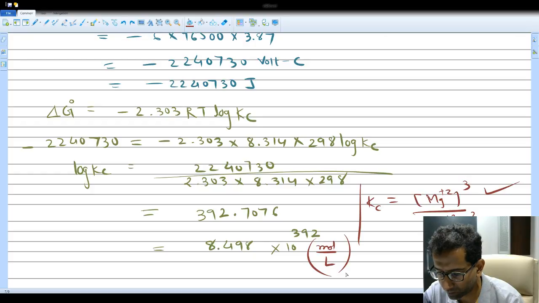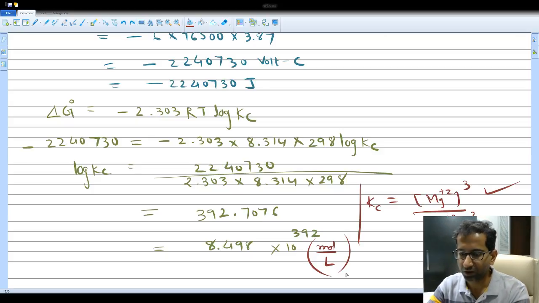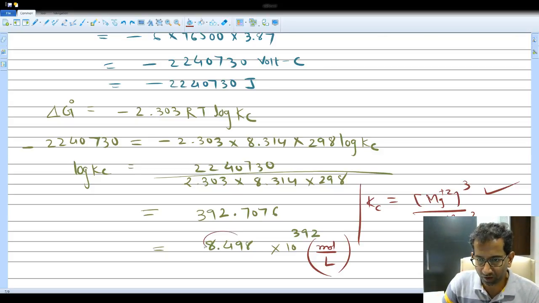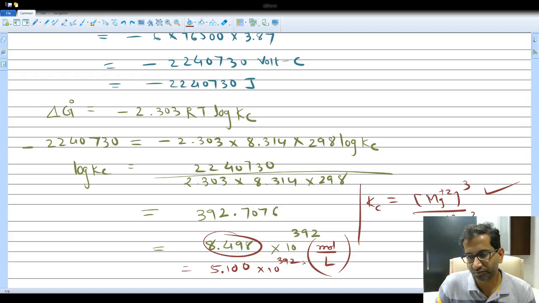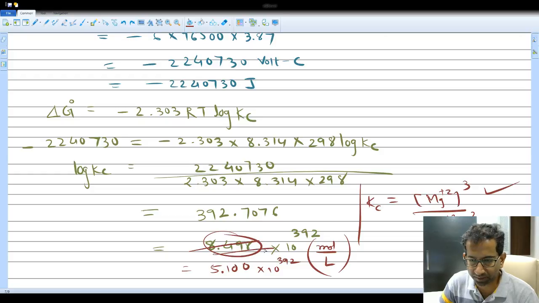By mistake I have checked the antilog wrongly. This is wrong. It should be 5.098 into 10 raised to 392. Okay, this is wrong. Correct it.